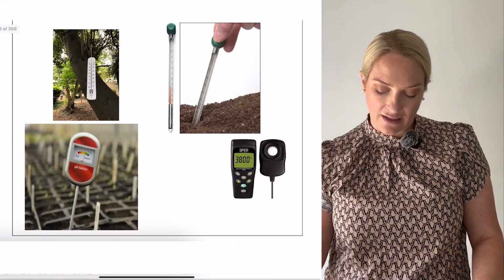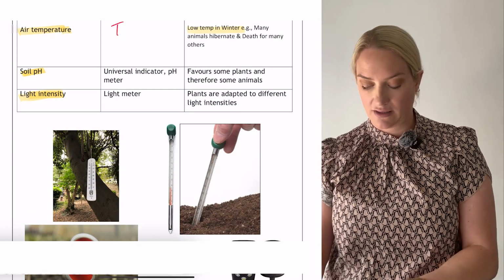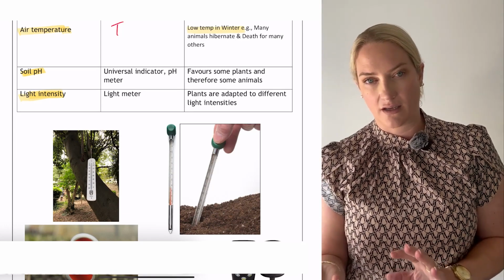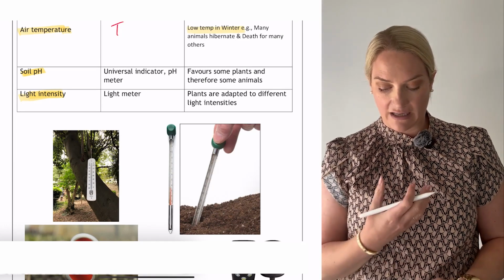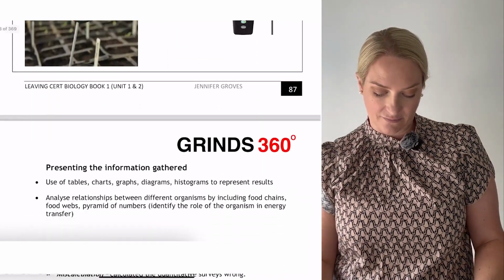So you may use a light intensity meter. You'll hold it up, take the top off, hold it up towards the light, record the reading, and go to 2 other areas. So plants are adapted then to different light intensities.